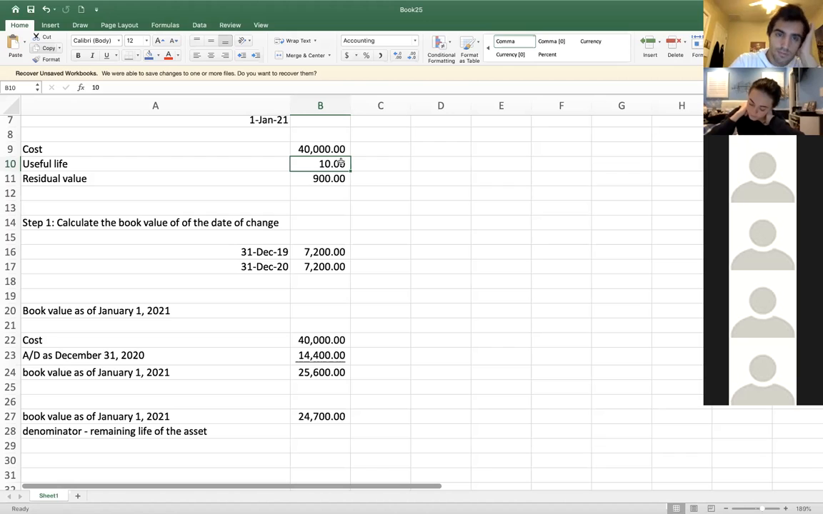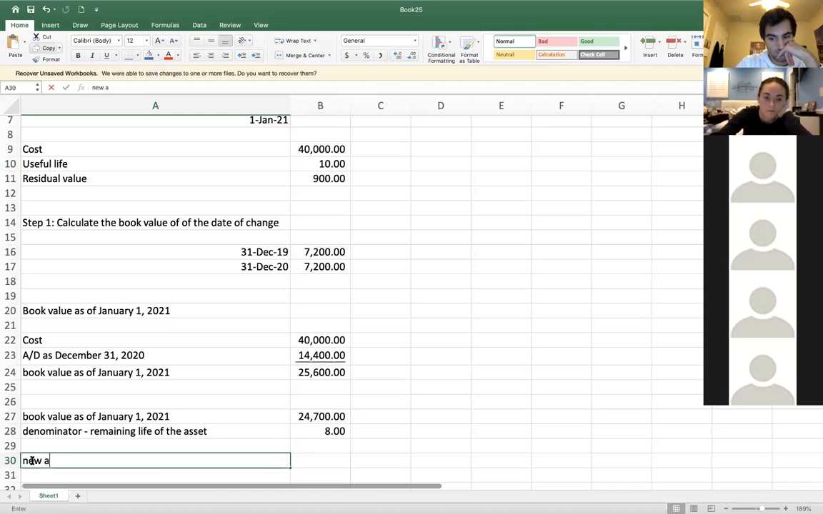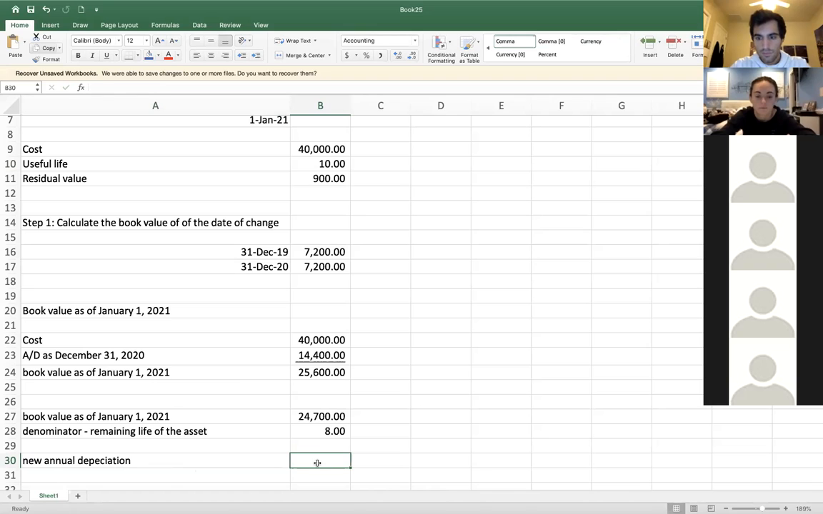How many years have we depreciated? 2. So what is the remaining useful life of the asset? 8 years. So what is my new annual depreciation? $3,087.50. 3,087.50. Perfect.